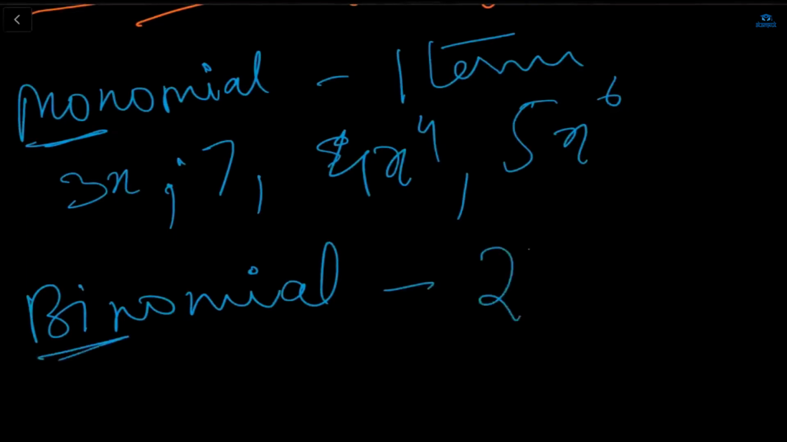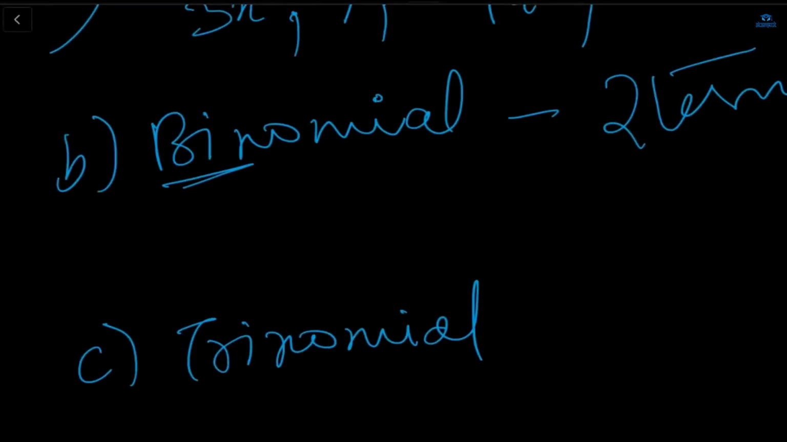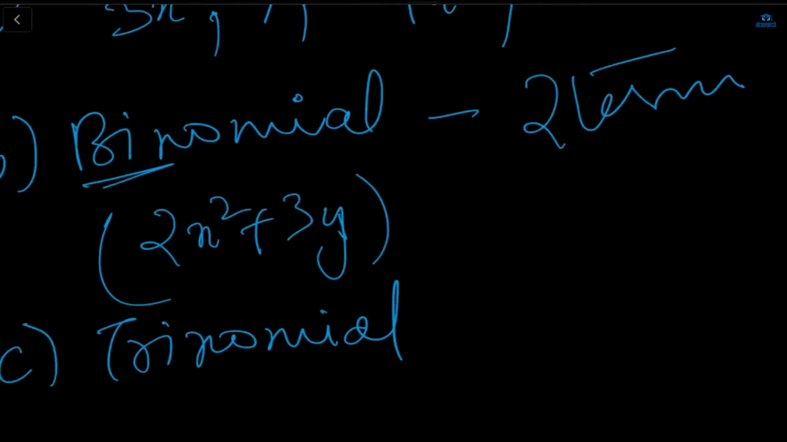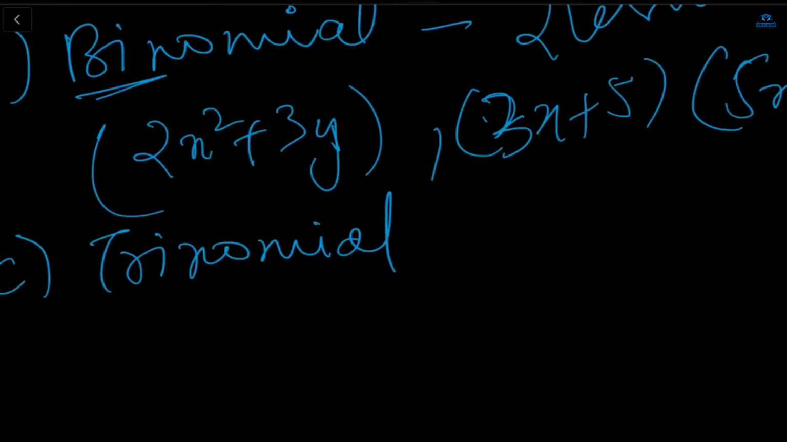Binomial, by 2. Two terms are there. When two terms are there, it is telling you about terms. Two terms, 2x square plus 3y, or you can say 3x plus 5, or you can say 5x to the power 4 plus 1. When two terms are there, then it is a binomial. Trinomial, when three terms are there, it is a trinomial. Understood? Any doubt in this?